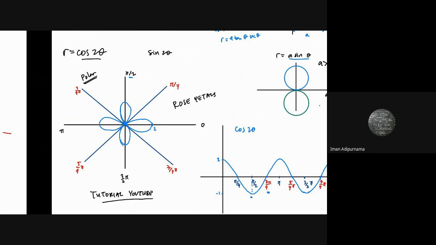And then the other type of the curves that we have is r equals a plus or minus b sine theta, or r equals a plus or minus b cos theta. We call this limaçon.